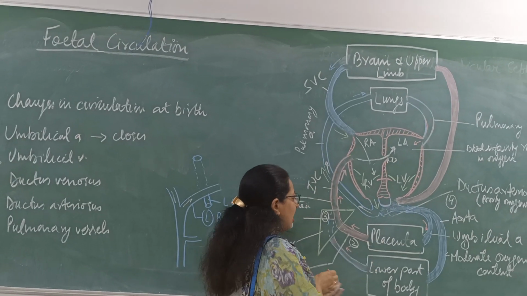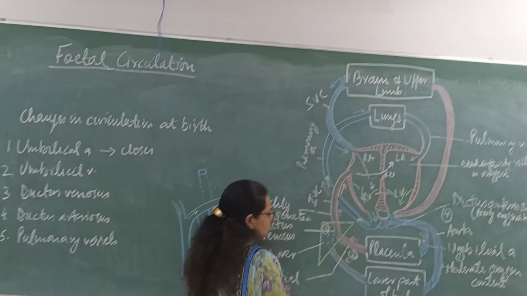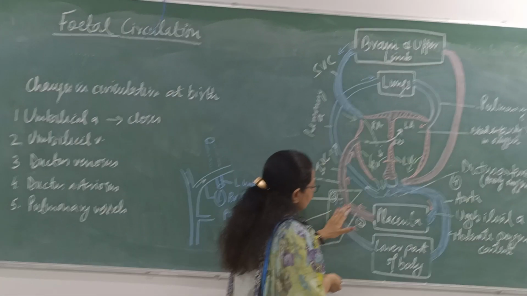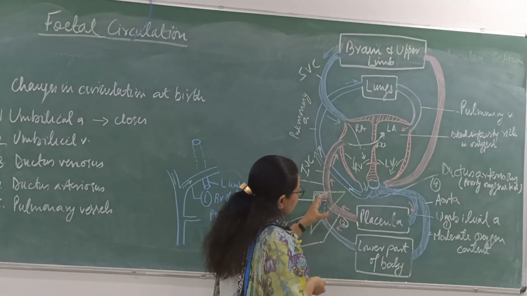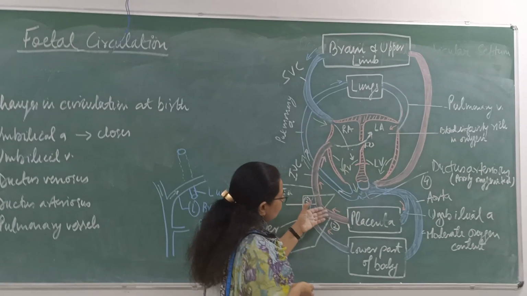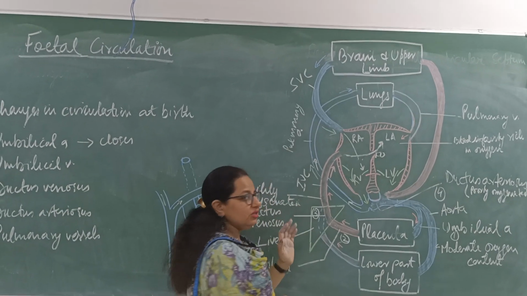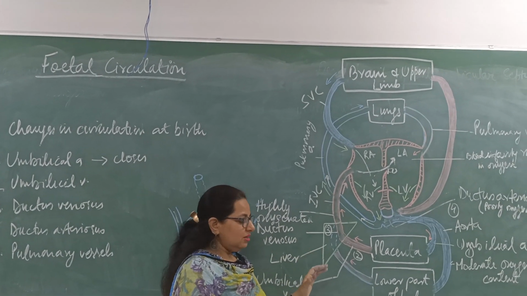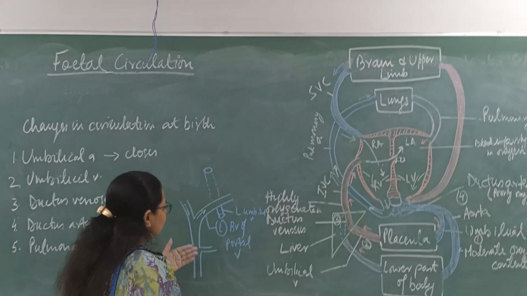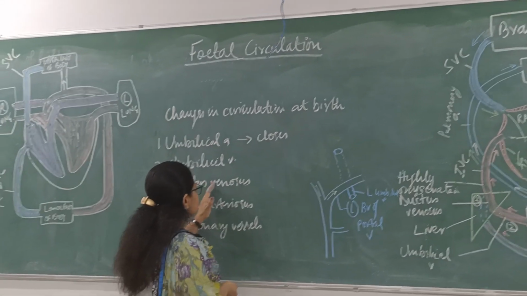the placenta. After that, the umbilical vein closes, which allows time for all the blood from the placenta to enter the fetus, right? Third thing that happens is closure of the ductus venosus.